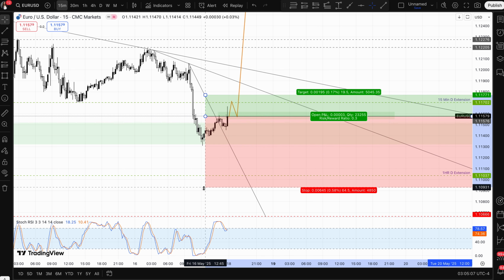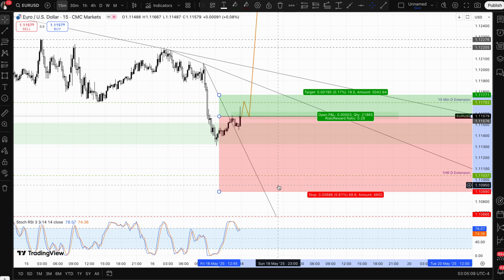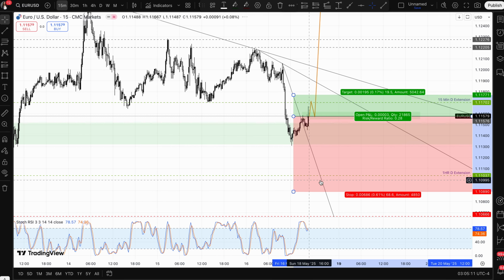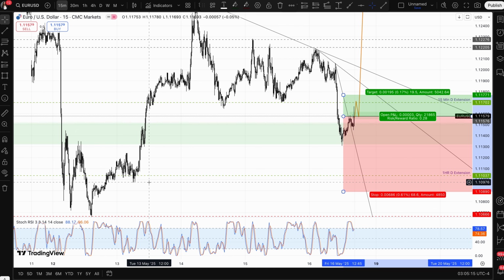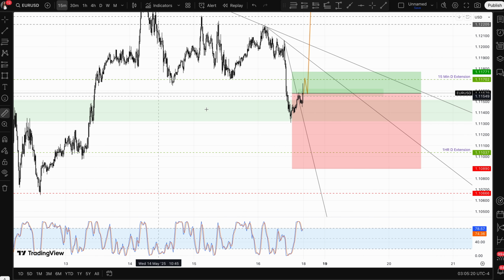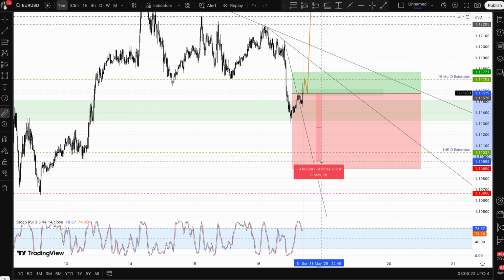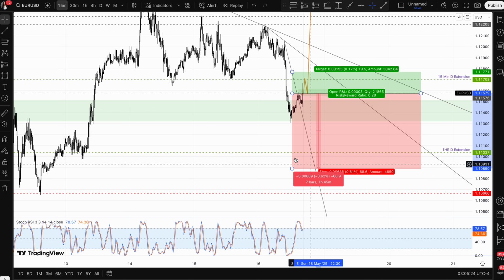I'm going to place my low below that 1 hour D extension just in case we get a drop, right? And then also below my last swing low. Now, let me see how many pips this is. So this is 68.